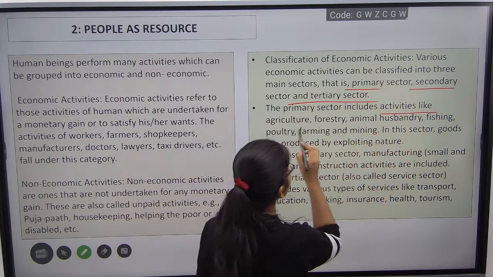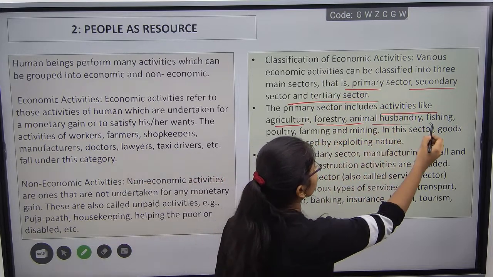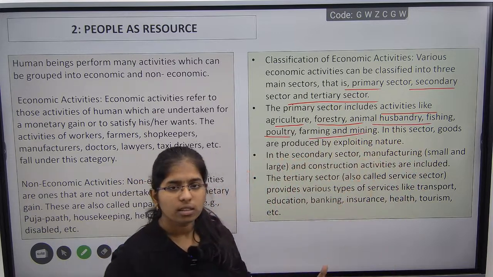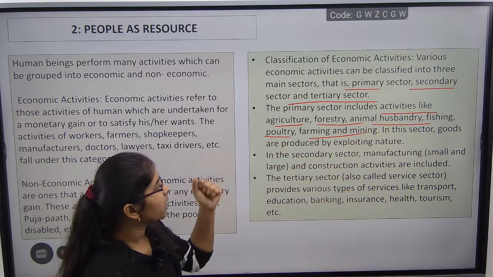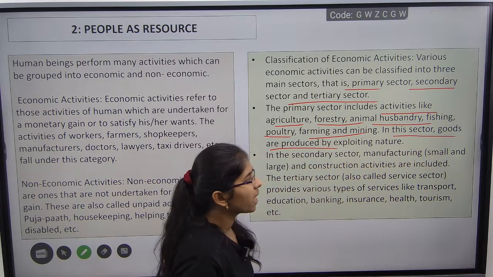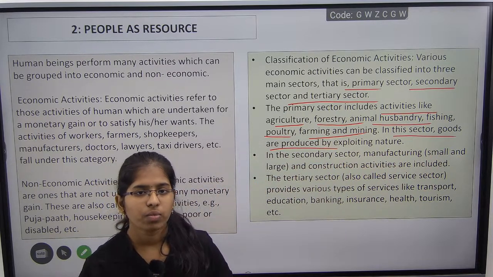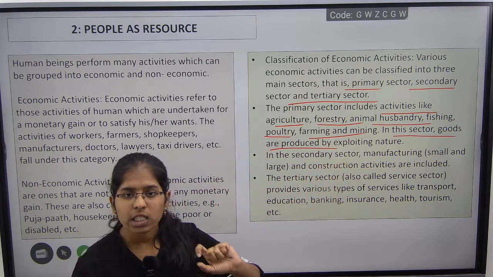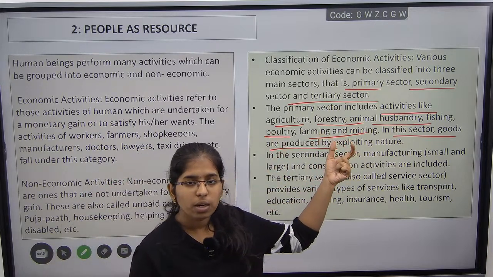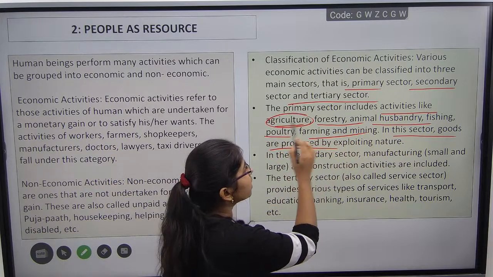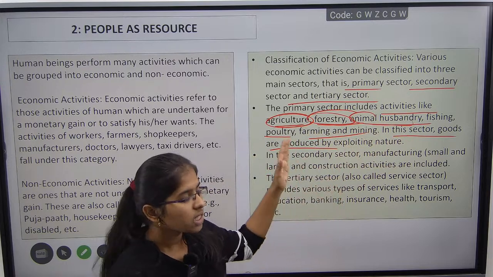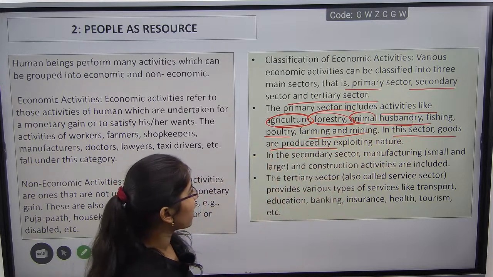These include activities like agriculture, forestry, animal husbandry, fishing, poultry farming and mining. These all constitute the primary sector. That means in this sector, goods are produced by exploiting nature. From nature itself, we are exploiting under the primary sector. These are all the examples for your primary sector: agriculture, forestry, animal husbandry, fishing, mining.